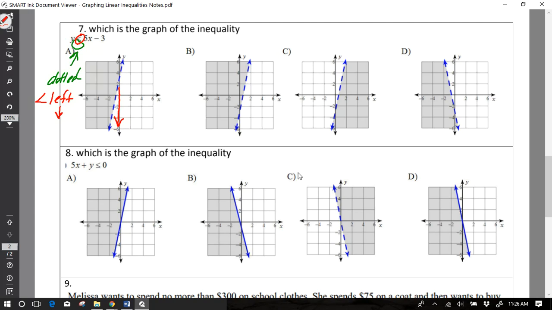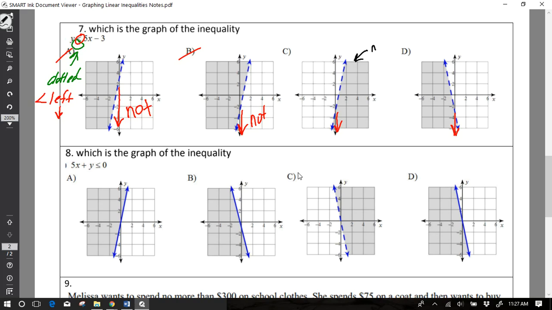So in A, the shading is not going down like it should. So it's not A, okay? In B, the shading is also not going down like it should. But in C and D, the shading is going down, okay? So let's take a look at what is different between, so I'm going to mark out options A and B. What is the difference between parts C and D?